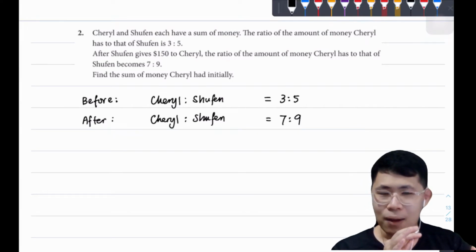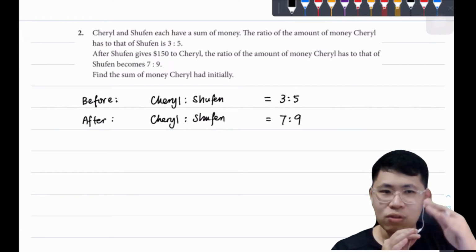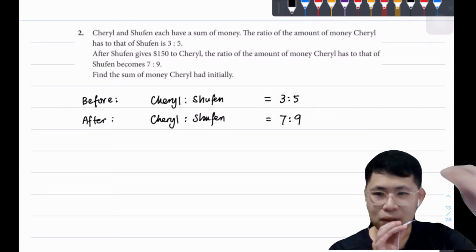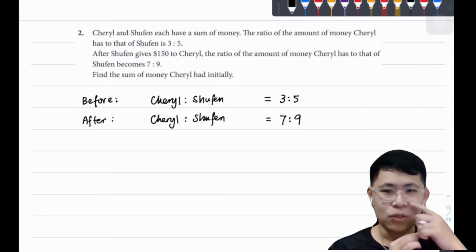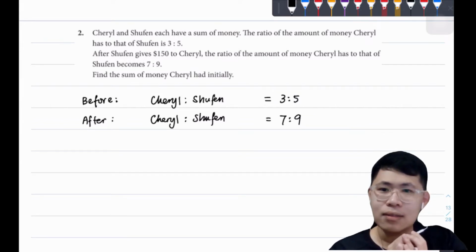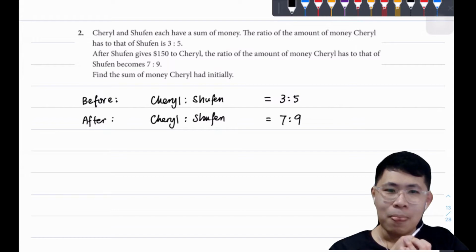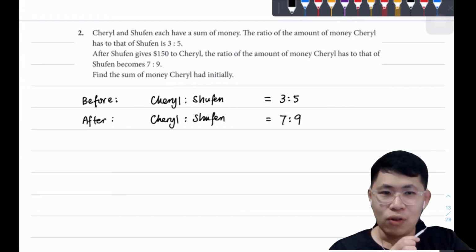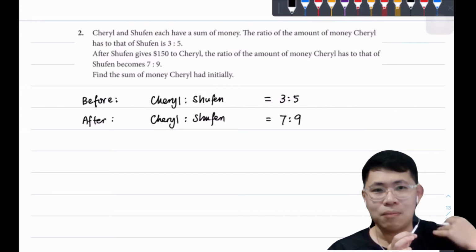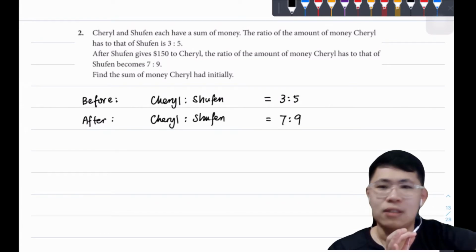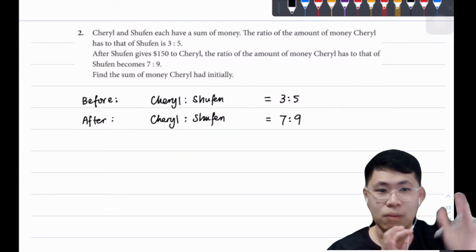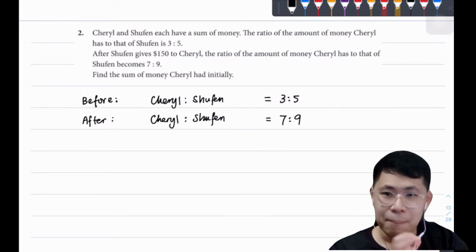Okay, so the first thing that we need to look at is the 7 to 9 units, and the before 3 to 5 units. Before, we have a total of 8 parts, after we have a total of 16 parts. Do you see that? Before and after, we have to realize that as Cheryl gave money to Shufen, the total amount of money that Cheryl and Shufen both have will remain the same.